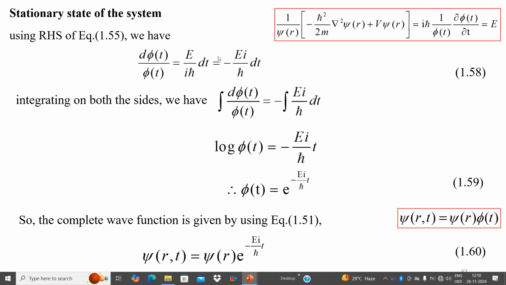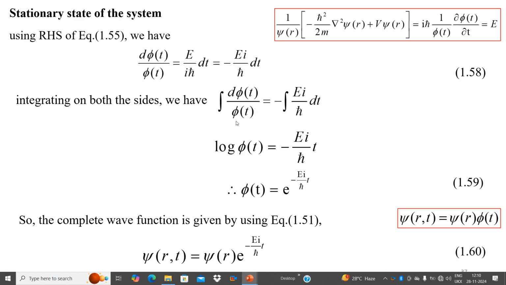So we have dφ(t) by φ(t), which is equal to E divided by iħ dt. As I said earlier, dividing by i is meaningless. You have to multiply and divide by i. You will get exactly minus iE divided by ħ dt. Now integrate on both sides. Integrating on both sides, we have this expression.